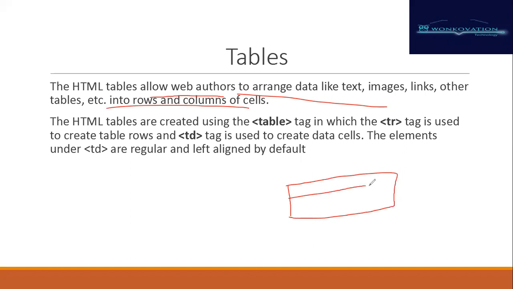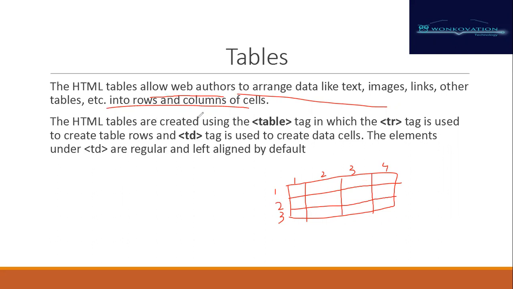See, this is the table and these are the rows. There are three rows: 1, 2, and 3. Then I'm going to create columns, 1, 2, and 3, and it will become 4 columns because there is 1, 2, 3, and 4. This structure, this box, is known as a table.